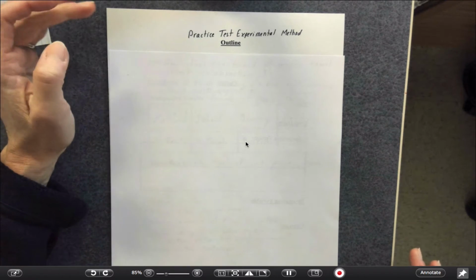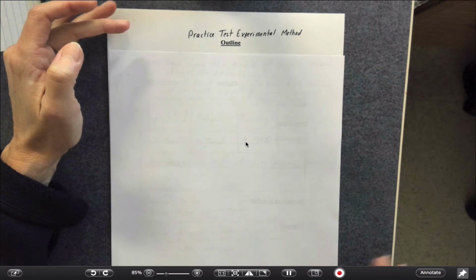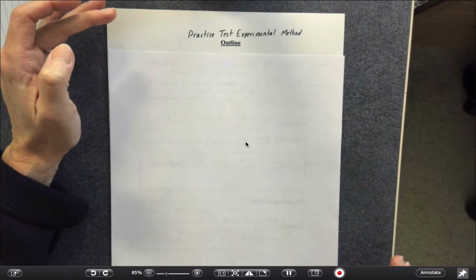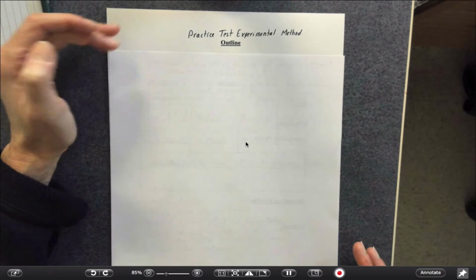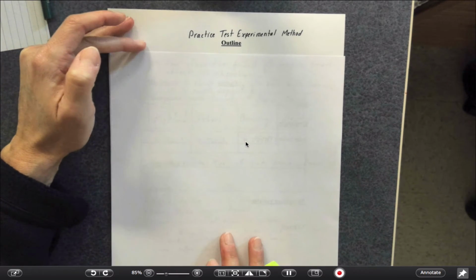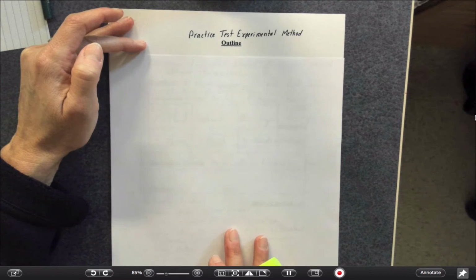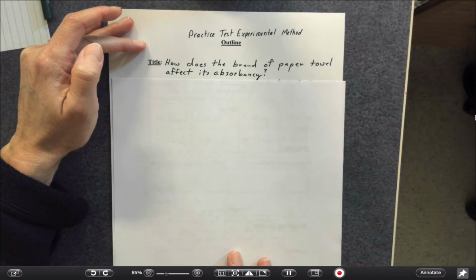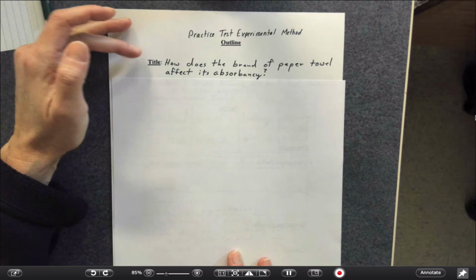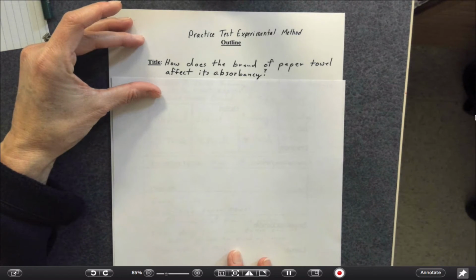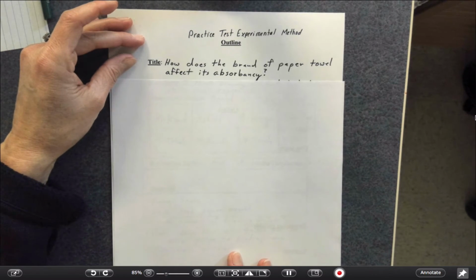The first thing that you were asked to do was write an outline for the paper towel scenario. With the outline, I'm going to go through the answers in order. You wouldn't necessarily do it in that order as you fill it out. So our title, our question: how does the brand of paper towel affect its absorbency? We want to make sure we have in there our manipulated variable and our responding variable.